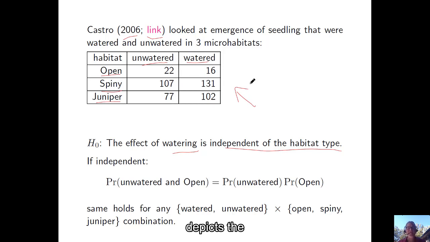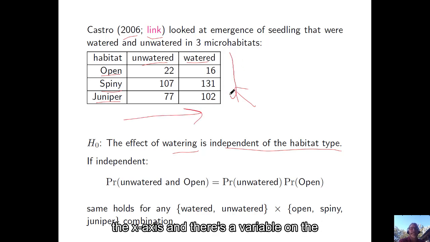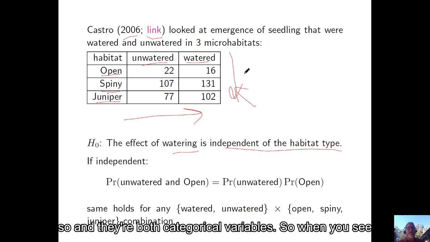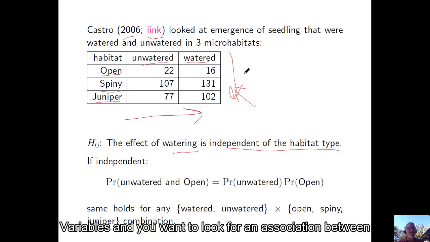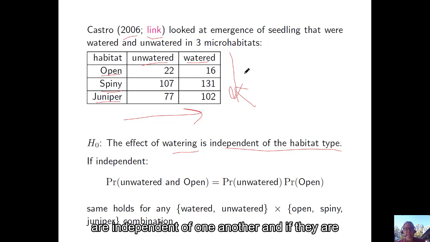It depicts the association or the potential association between 2 different variables. There's a variable along the x-axis and there's a variable along the y-axis. And we're looking for associations between those 2. And they're both categorical variables. So when you see 2 categorical variables and you want to look for an association between those 2, a natural null hypothesis is that they are independent of one another.